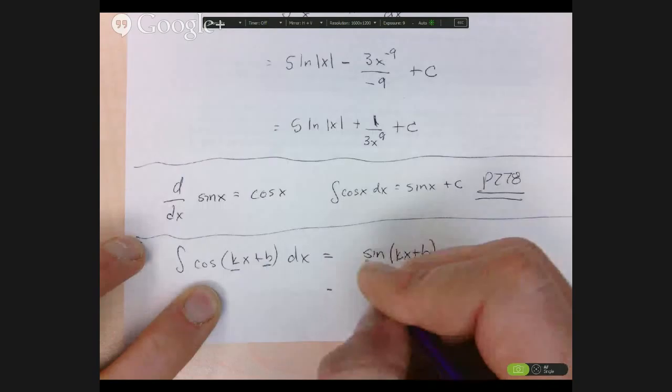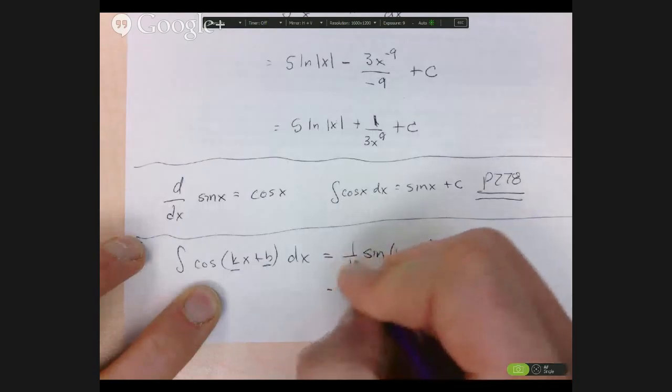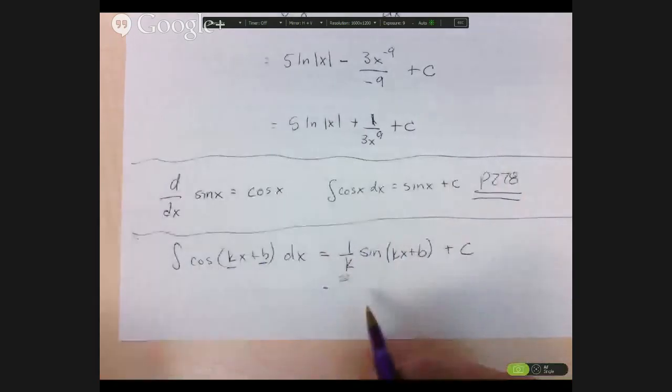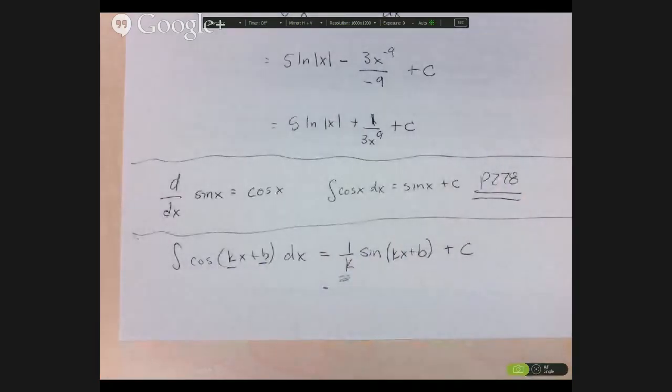Is that in the really yellow box? 7 or 7? The difference here is that right there. Yeah, it's the yellow box on 278.